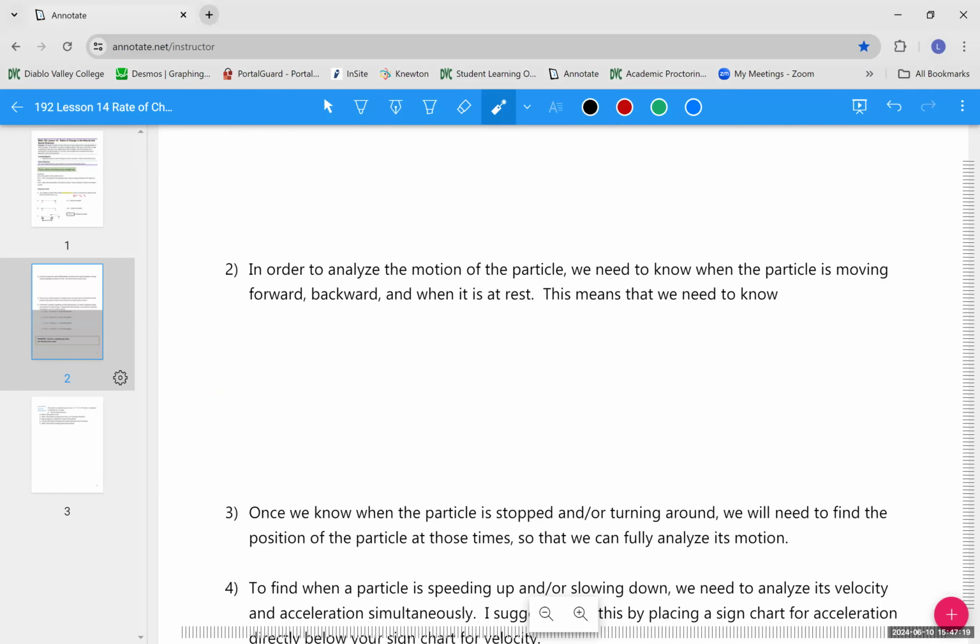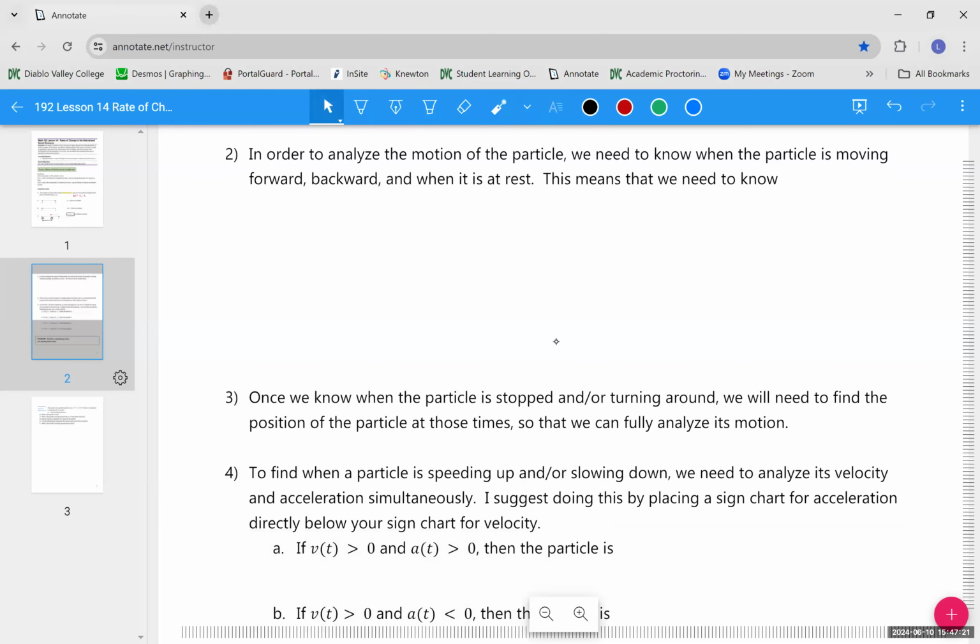So then we're going to just walk through the things that we need to analyze motion. That's what we're going to be doing, is analyzing motion. So first things first, we need to know when the particle is moving forward, or in the positive direction, backward, or in the negative direction, and when it is at rest. So which of the functions, position, velocity, or acceleration, is going to tell us about which direction a particle is moving?